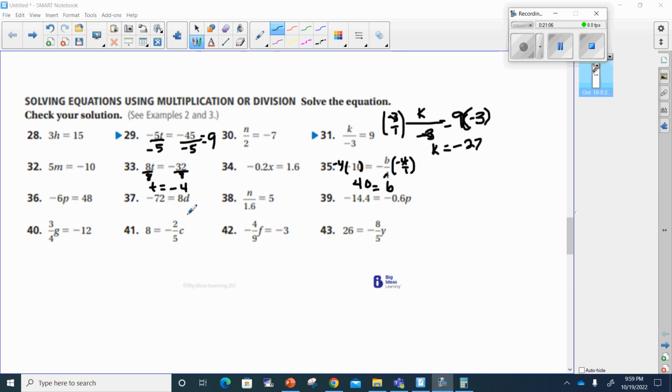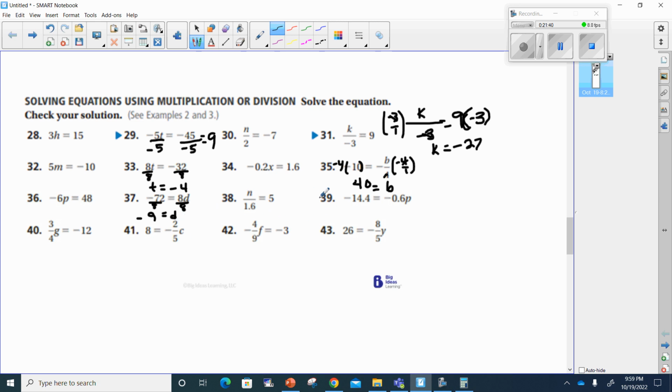All right, next is number 37. I see that I'm multiplying 8 to d. That means I've got to divide by 8 to get rid of it. That gives me d by itself. Whatever I divide from one side, I divide from the other side. Negative 72 divided by 8 is going to be a negative divided by a positive. That's a negative. 72 divided by 8 is 9. So this should be negative 9.